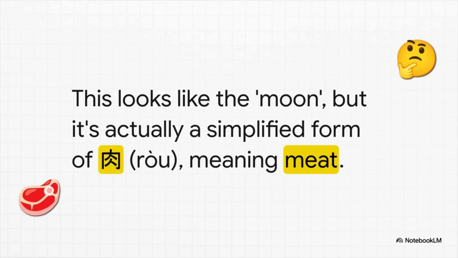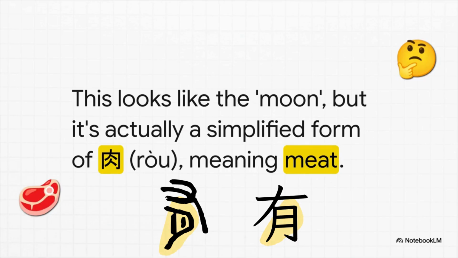Okay, now for the bottom part. Your brain is probably screaming, that's the moon. It looks exactly like the character for moon, yeah. But, and this is the tricky part, it's actually a disguise. In this character, it's a simplified version of ròu, which is pronounced ròu, and it means meat.